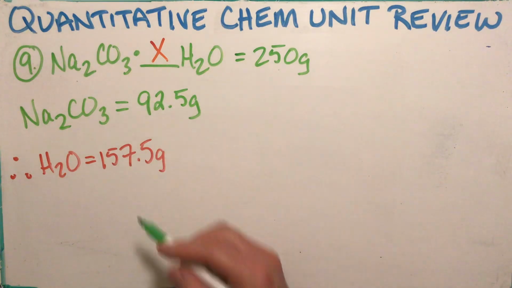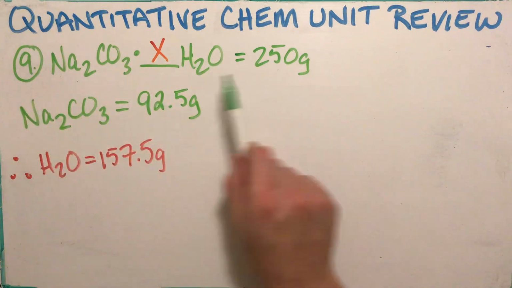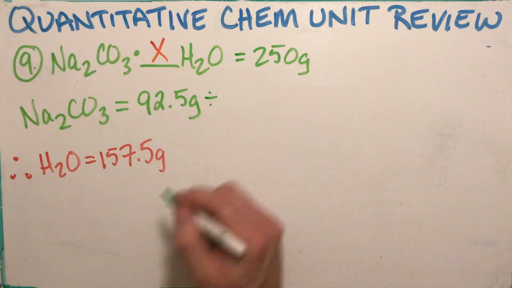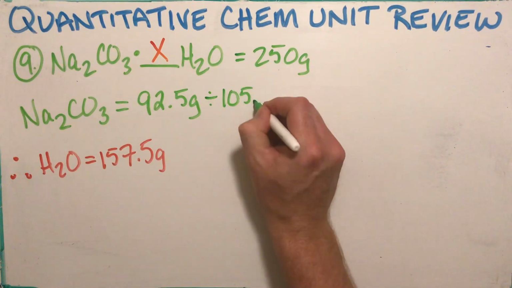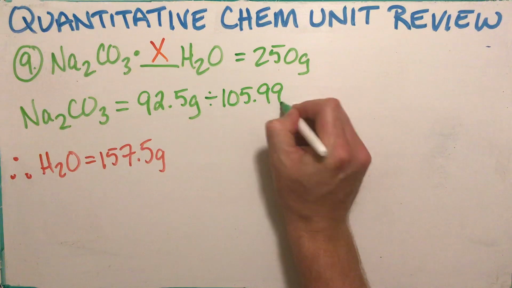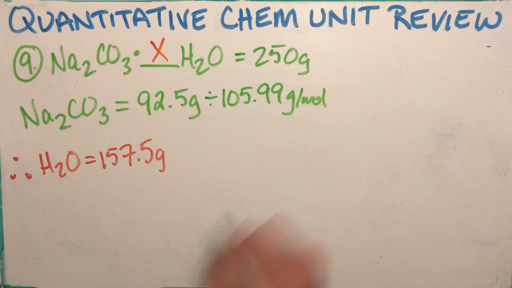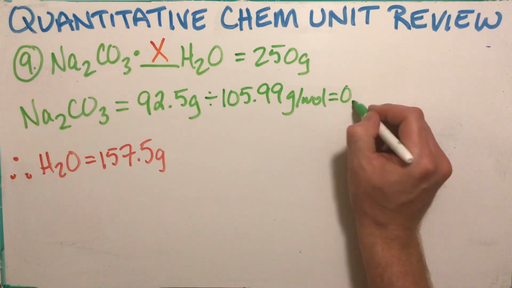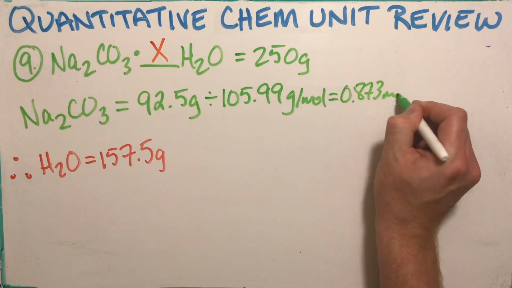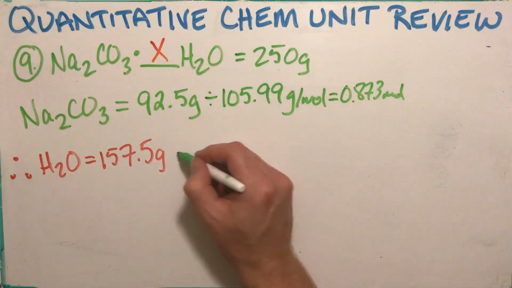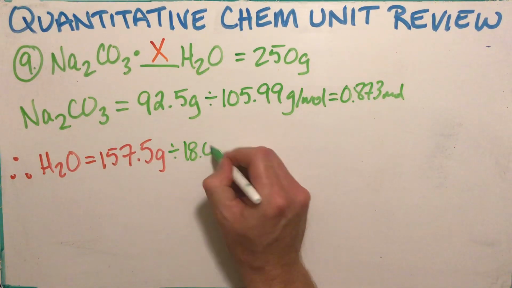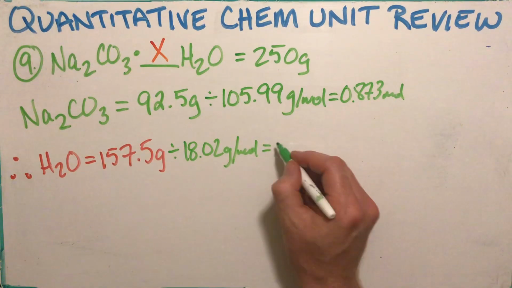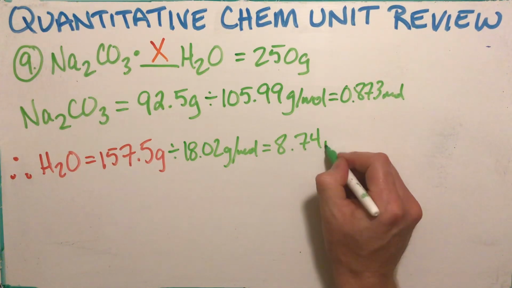So now I'm going to divide by the molar masses. Formulas are based on amounts, and in chemistry, amounts means moles, right? I've said that a number of times. So amounts means moles. To get to moles, I have to divide by the molar mass, right? So I'm dividing by the molar mass, and this one ends up being 0.873 moles. And this one I divide by water, which is 18.02 grams per mole. And this one ends up being 8.74 moles.